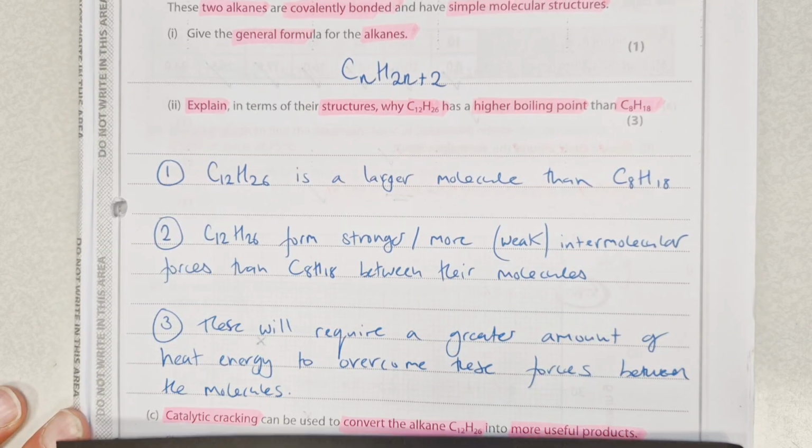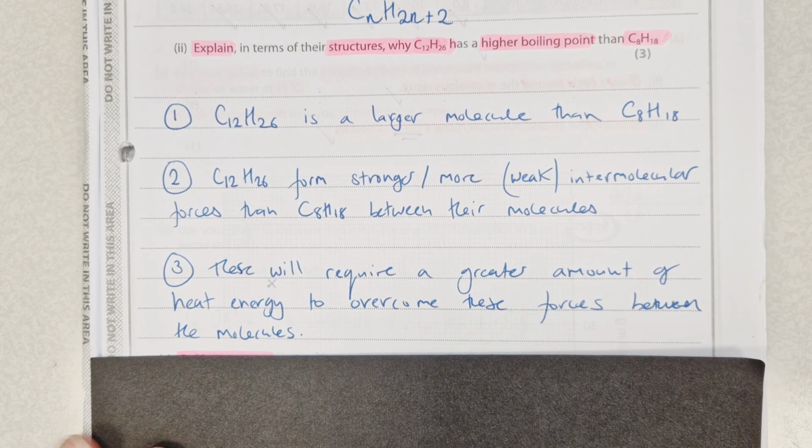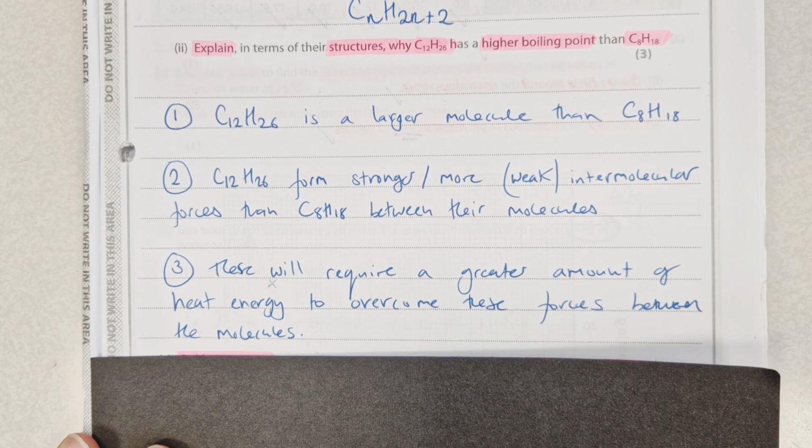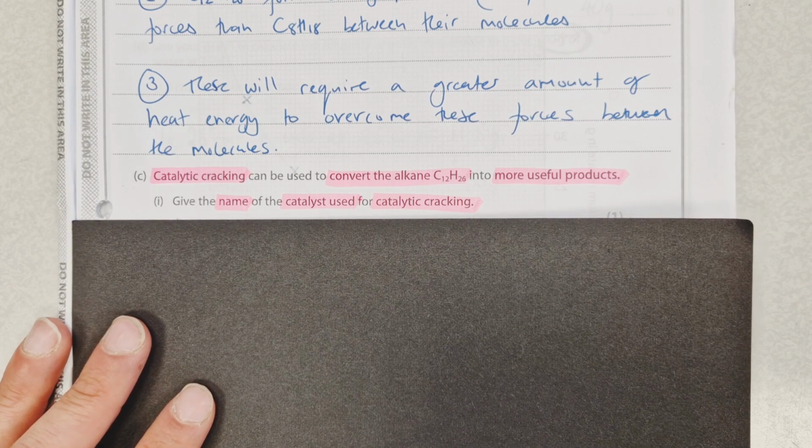And that will mean that more heat energy will be required to overcome that greater number of weak intermolecular forces, resulting in a higher boiling point as a result. The final part of the question is looking at the process of catalytic cracking. That's cracking using a catalyst.